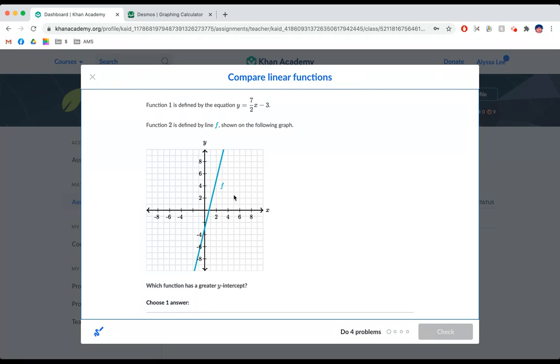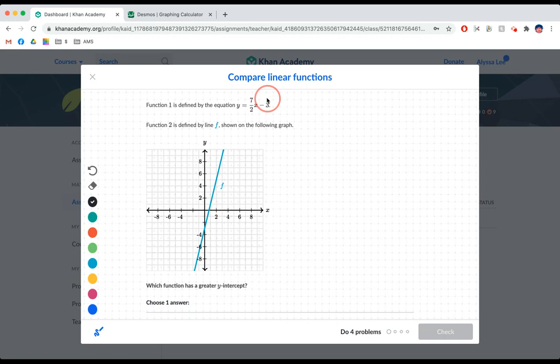So very important to note, these are two different functions, okay? The first function has this equation. The second function has this graph, which will have its own equation, right? And we want to compare. Okay, so let's go down to the question, which function has a greater y-intercept? So all we got to do is figure out what both y-intercepts are, answer which one's bigger, and then there's our answer. Okay, so this one should be a -3, right?